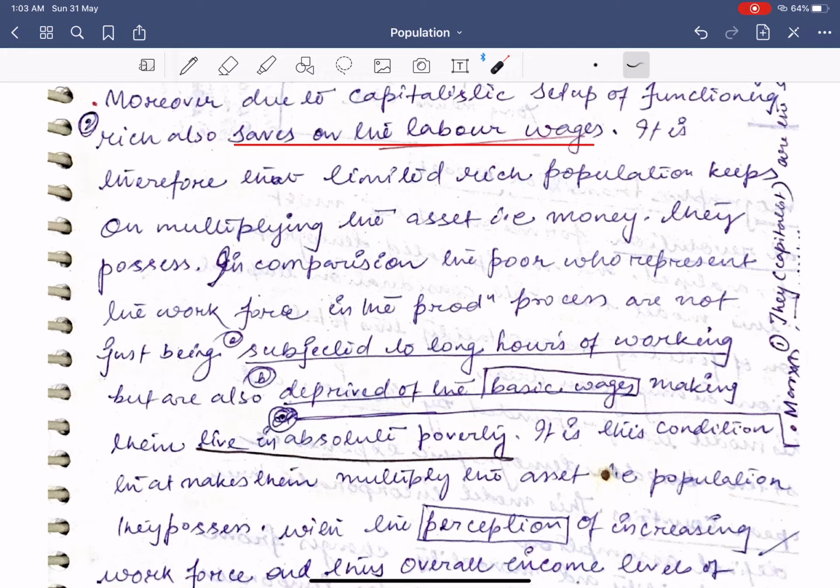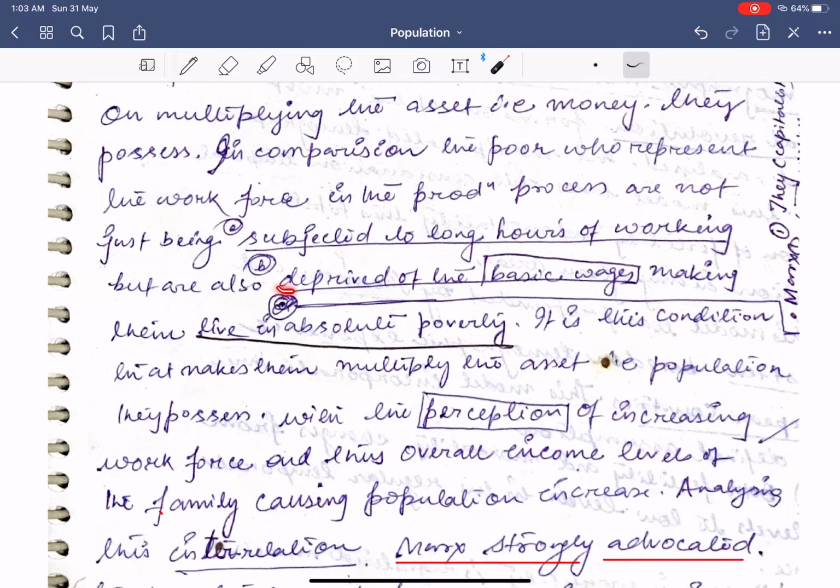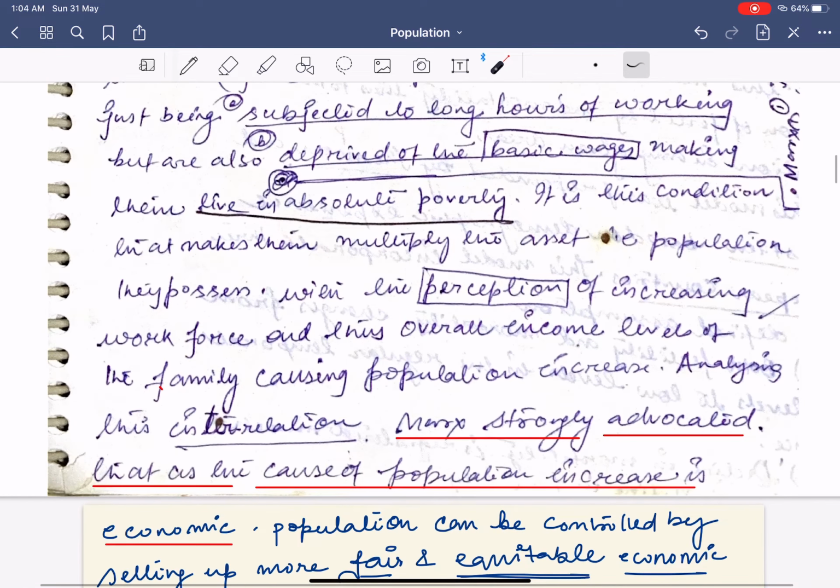Simply understand this: Marx said that the capitalists captured all the resources and kept those resources in their pocket. On the other hand, they exploited the labor. How? First of all, long working hours, and number two, they were not given the basic wages, or they were deprived of the basic wages, hence making them live in absolute poverty. And it is in this condition that the assets are multiplied by whom? By the poor.